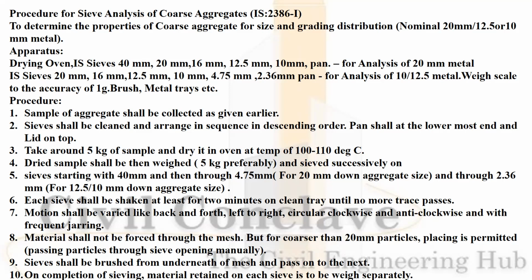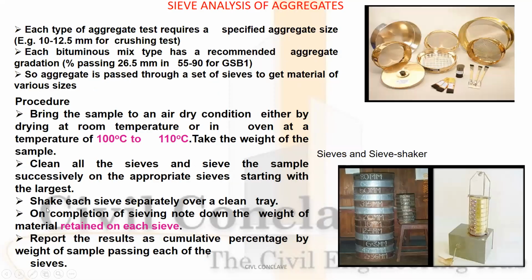Motion shall be varied, back and forth, left and right, when you are using it manually. If it is a sieve shaker, it will do it automatically. Material should not be pressed through the mesh to pass through. Sieves shall be brushed from underneath the mesh and passed on to the next. On completion of the sieve analysis, the material retained on each sieve is to be weighed separately.